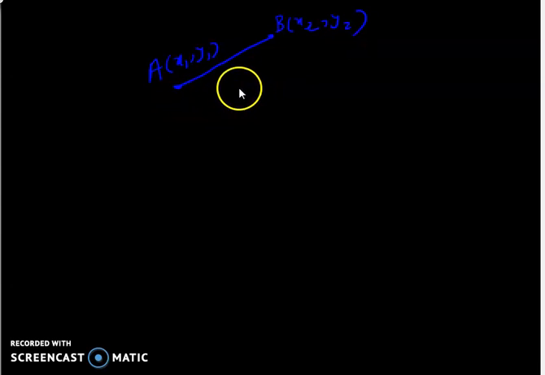So if this is a line and we have 2 points on the line, the first point, let's say, is A, which is x1, y1, and the second point on the line is B, let's suppose, is x2, y2. So the gradient of the line will be equal to y2 minus y1 over x2 minus x1.